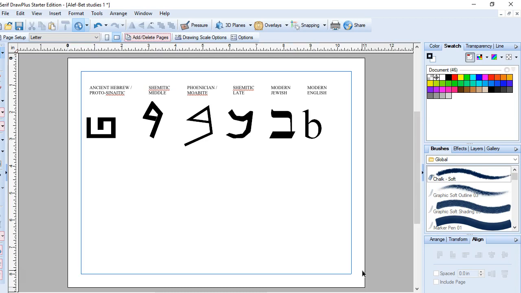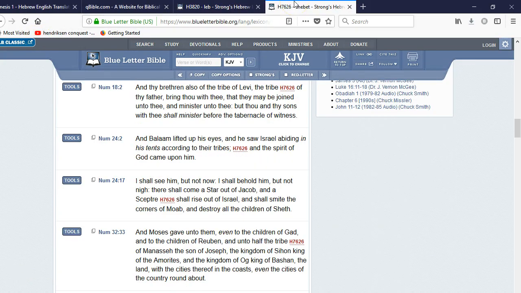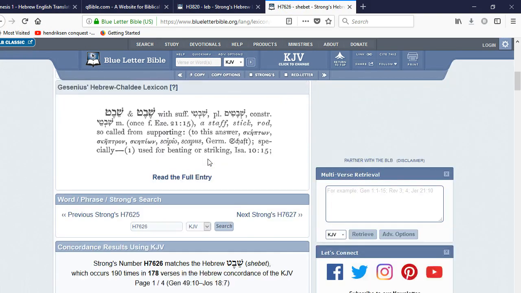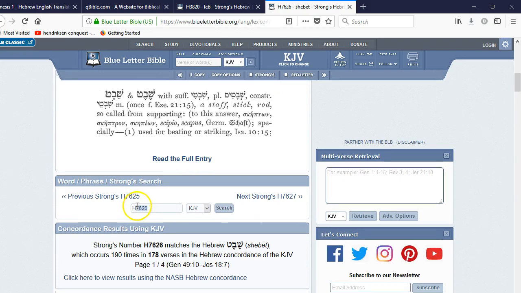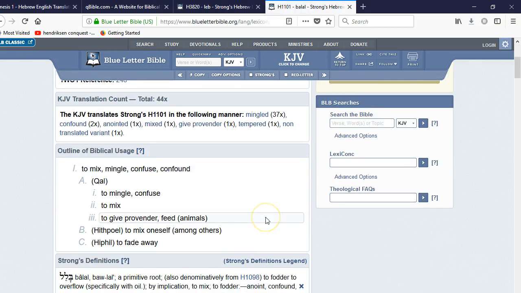It's H1101. And it's used as mix, mingle, or confuse. So if it is used as mix, mingle, or confuse, and I said it's 1101 is the Strong's number for it, I'm going to punch it in. Let's look. Balal. Okay. To mix, mingle, confuse, confound.